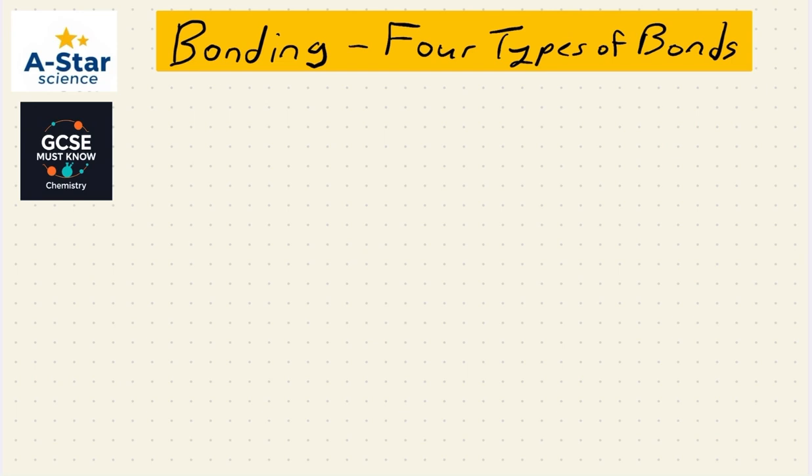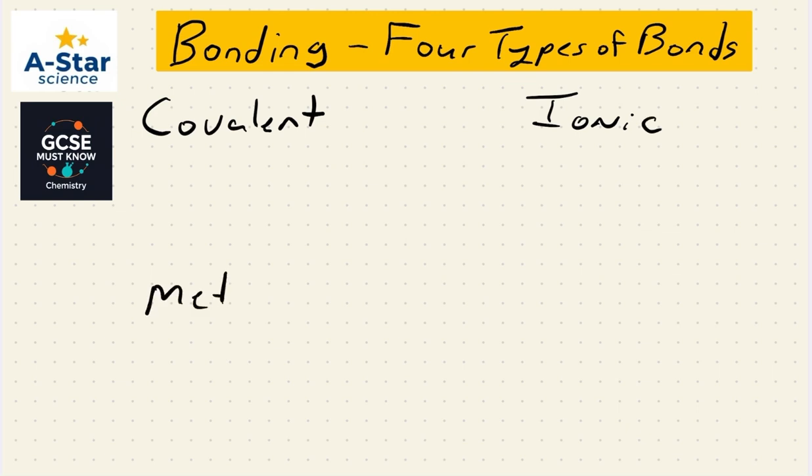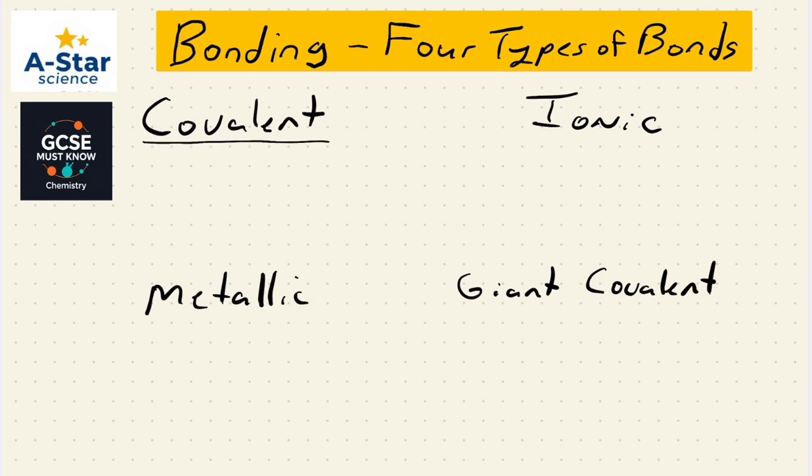So what are the four types of bonds that you need to know? Now, this always comes up in paper one. They love to ask questions on this topic, so make sure that you're paying attention. The four types of bonds are covalent, ionic, metallic, and giant covalent. And we're going to talk about each one of those, what they are, and what their properties are. So let's start with covalent.